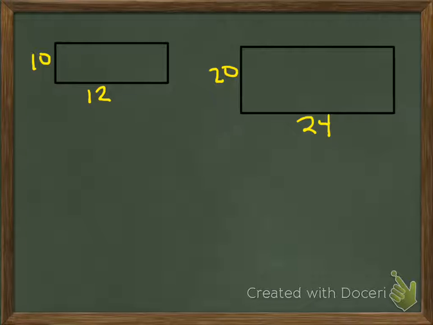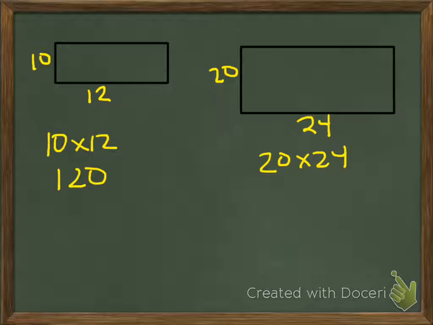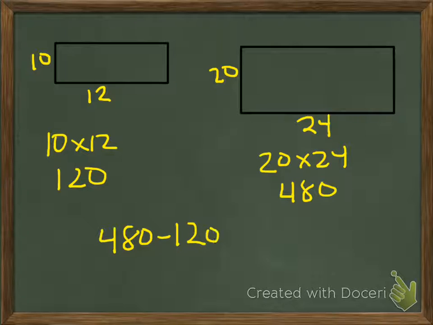Now, it wants to know how many more square feet will Henry have in his living room than Ben? So Ben has 10 times 12, which is 120. And Henry has 20 times 24, which is 480. And it wants to know how much more he will have. So we're going to take 480 minus 120, and that is 360 square feet.